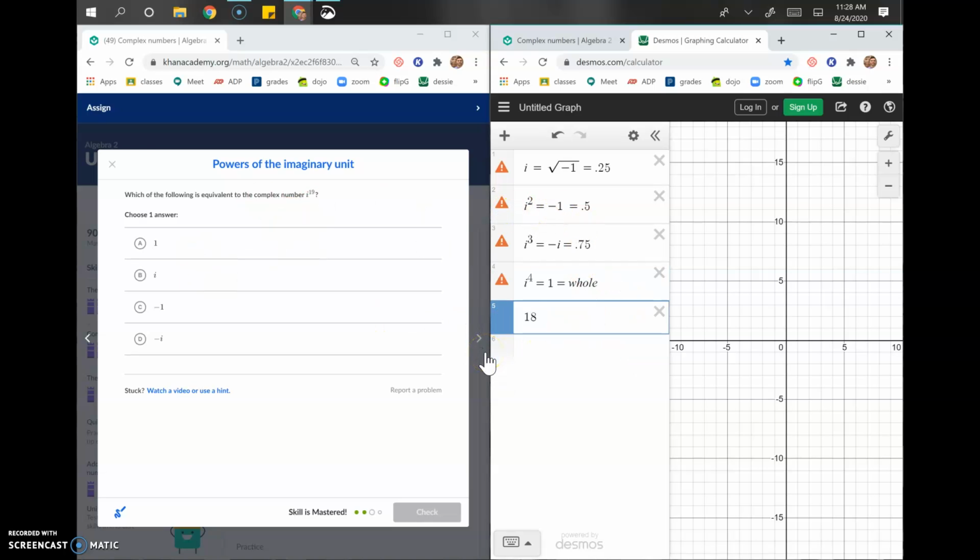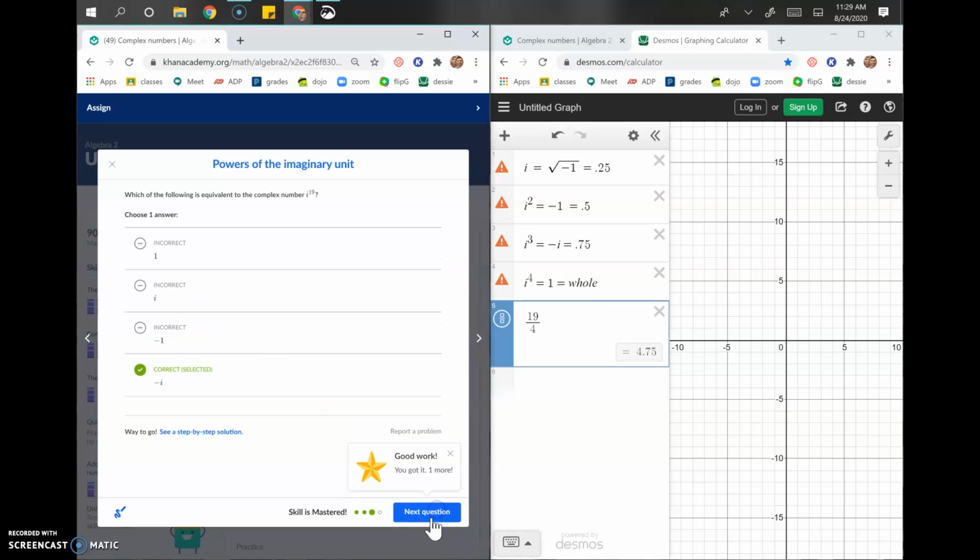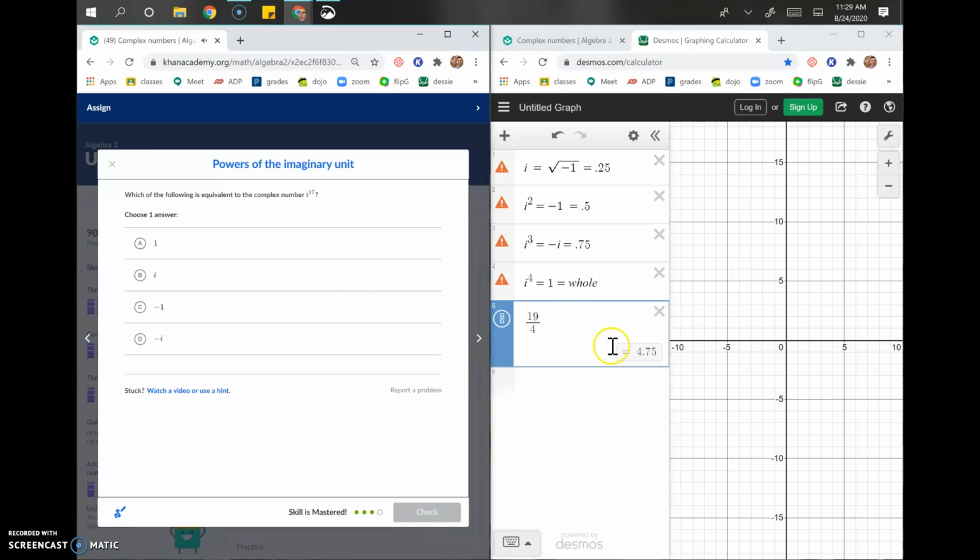19 divided by 4 is 0.75. That would be the third one in the progression, and that would be negative i. 17 divided by 4 gives 0.25. 0.25 is i. Boom, done.